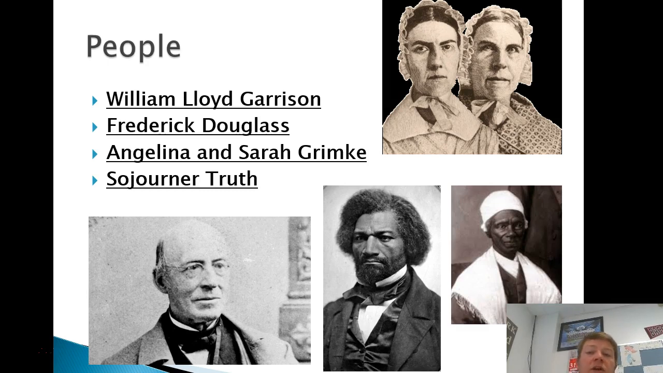Angelina and Sarah Grimke up there at the top, two sisters who lived in the South and developed anti-slavery feelings and pursued a lot of anti-slavery goals based on their seeing of what was going on with slavery in the South. And Sojourner Truth was a very outspoken abolitionist advocate, and a former slave herself.